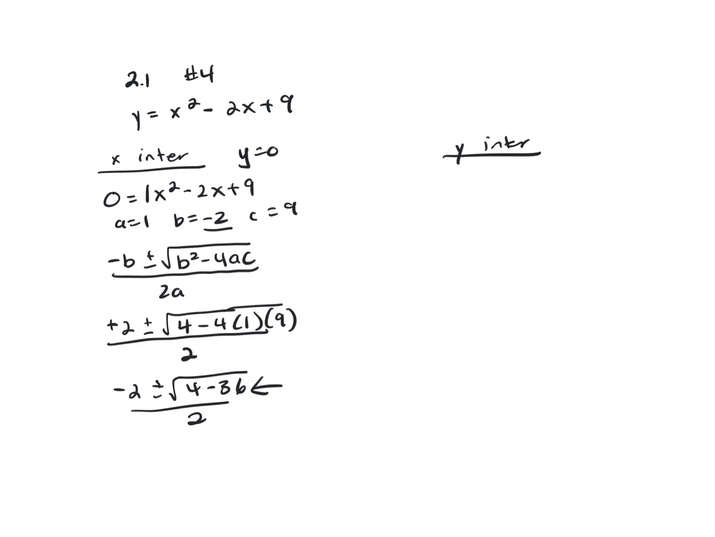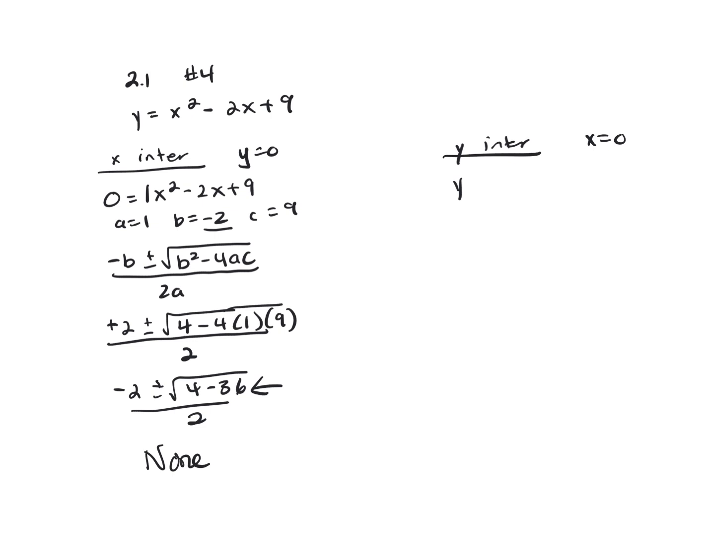And this will give you a negative number underneath the radical. You cannot take the square root of a negative number. It's not a real number. So what that means, there are no x-intercepts. There's none.